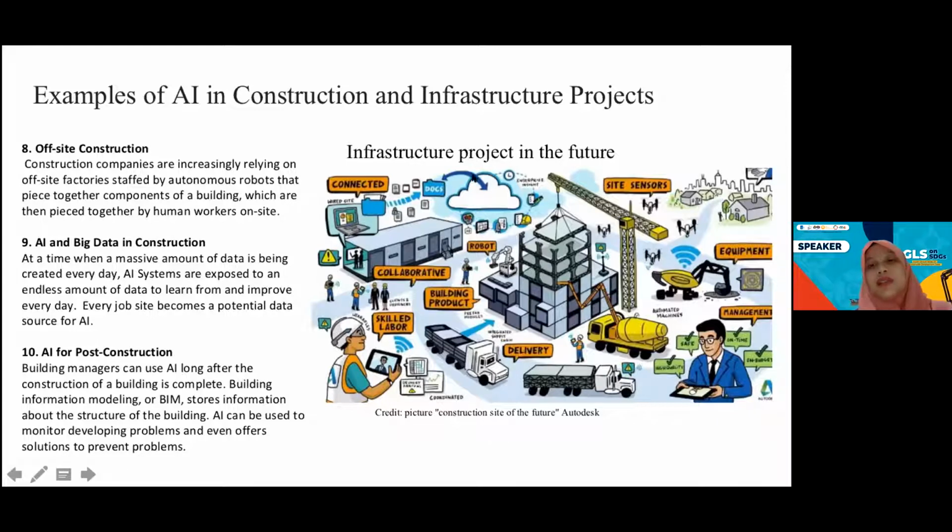So for example, in an infrastructure project in the future, we have site sensors, and all the equipment is connected with sensors and connected with IoT. And then in the office, they are also connected and collaborative. We can send all the data on the progress every day, and they have robots to help the labor make buildings. We can make building products with humans and robots. And also the delivery and distribution process is connected with IoT, so we can track how far away this product and material is and where it comes from. And the product can also be implemented with RFID or sensors.